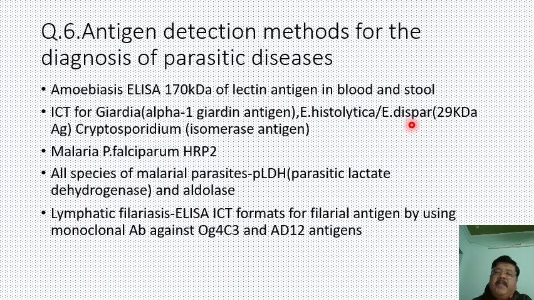Entamoeba histolytica and Entamoeba dispar, 29 kDa antigen. Then for Cryptosporidium, isomerase antigen is used. So please remember immunochromatography: Giardia, alpha 1 giardin antigen; Entamoeba histolytica, 29 kDa antigen; and Cryptosporidium, isomerase antigen are used in the format of immunochromatography. Then malarial parasite histidine-rich protein 2, especially used for diagnosis of Plasmodium falciparum. What is the important thing in Plasmodium falciparum? This HRP2 can be used for diagnosis, but it can't be used for prognosis.